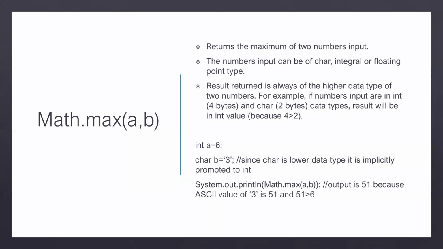The second one is Math.max, which returns the maximum of two numbers input. The numbers input can be of char, integral, or floating point type. The result returned is always of the higher data type. For example, if the data types are char and int, the result will be an int value because int is a higher data type. So here in the example, we can see an int value of 6 and a char b of 3. First, the result will be implicitly promoted to int. So the output will be an int value, and the ASCII value of 3 is 51. So 51 being greater will be the output.